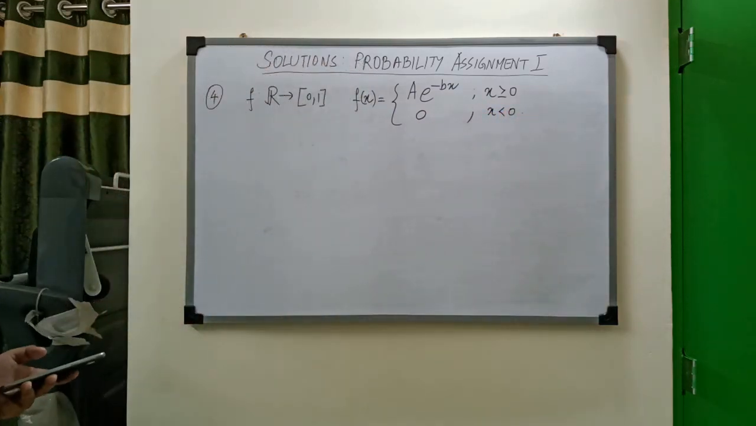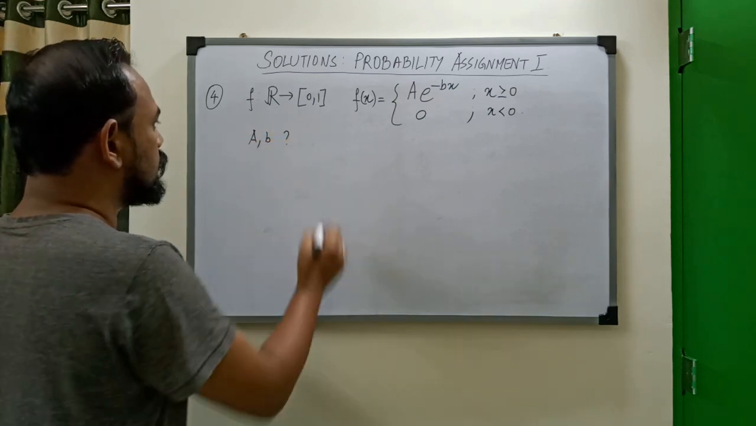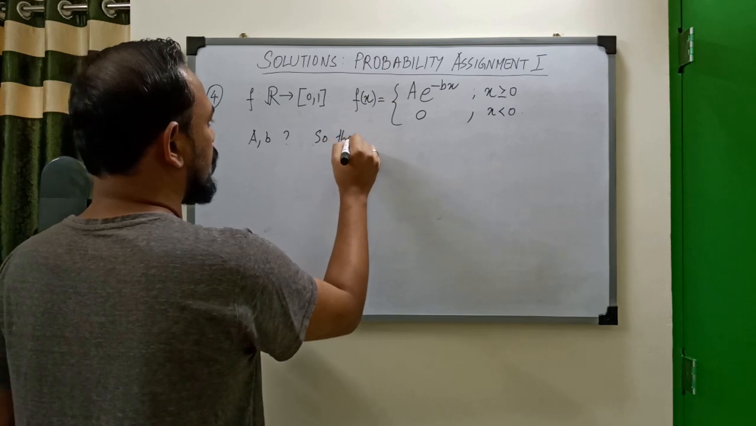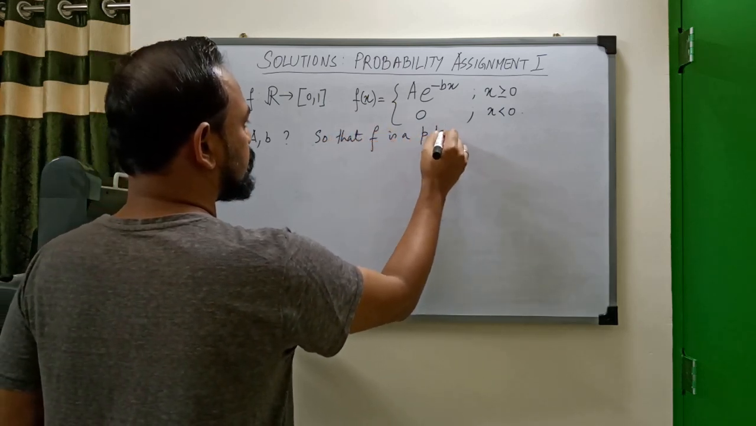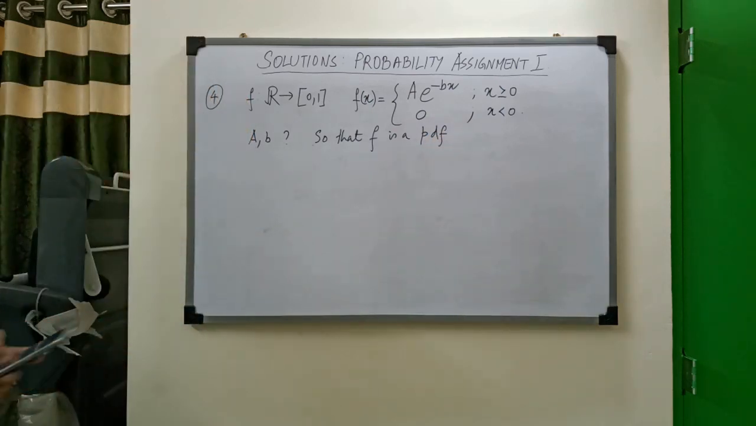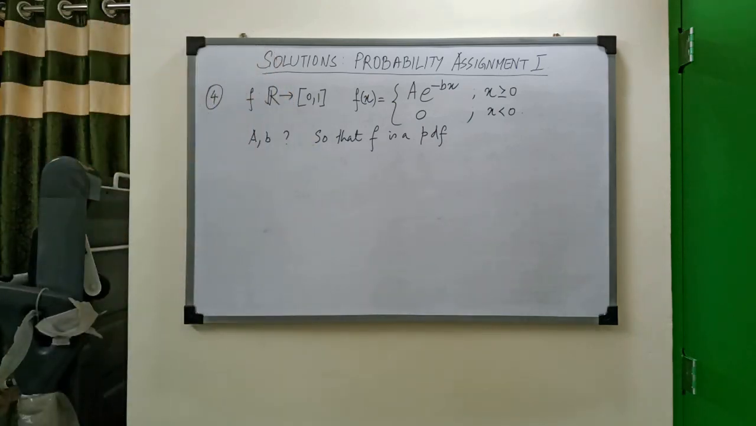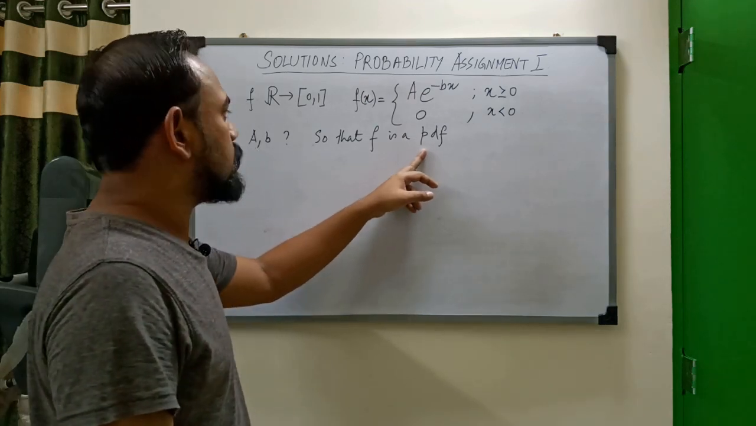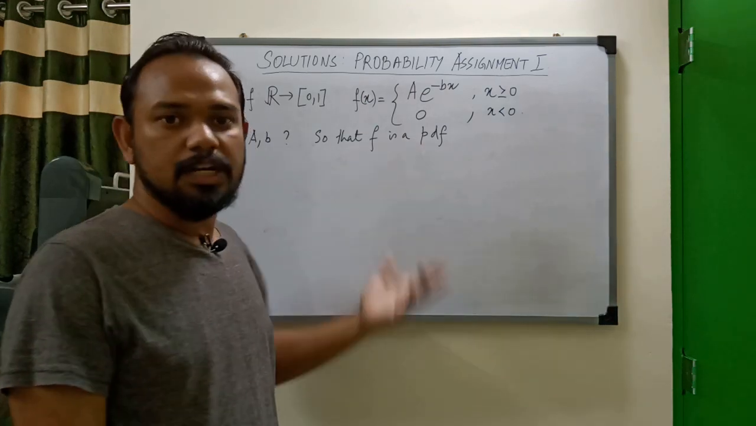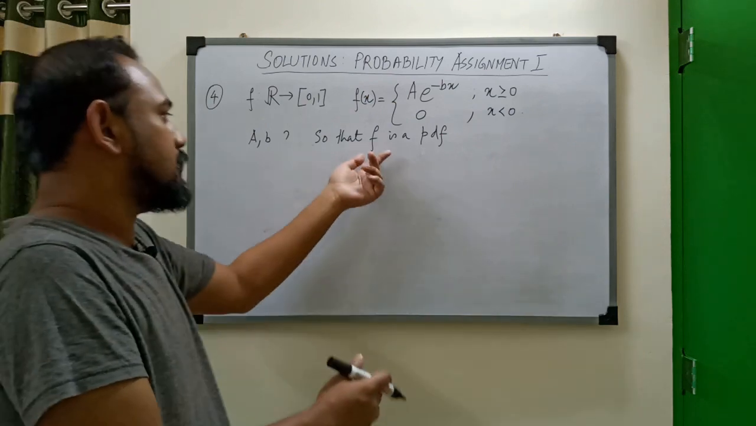The question is, for what values of a and b, so that f is a PDF, a probability density function? What are these values, so that f is a probability density function? When we're dealing with a probability density function, automatically it means that we're dealing with a continuous random variable, because that's when we use PDFs.